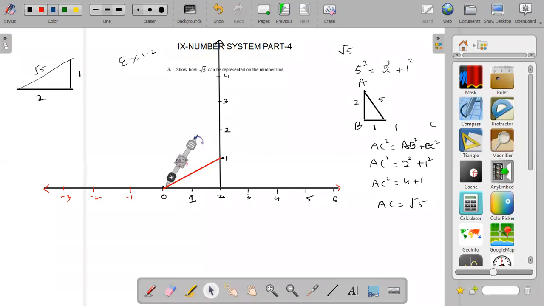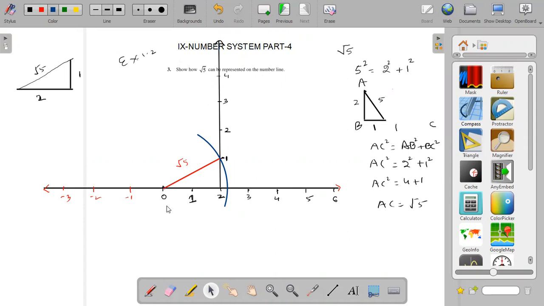Now you can draw the arc from this point. Draw an arc. This will cut the x-axis at some point. This point will represent under root 5. Got it? So this will be 2 point something. You can see this point. This is the point B.